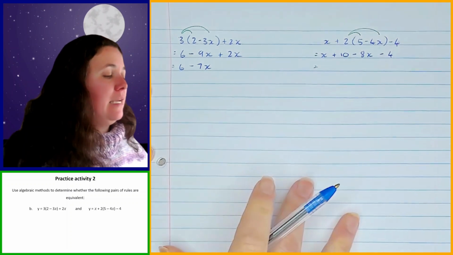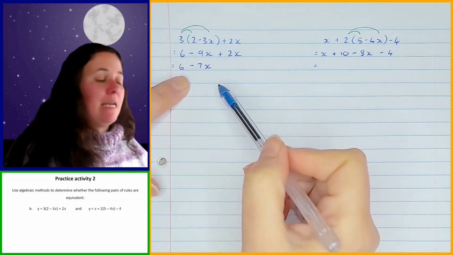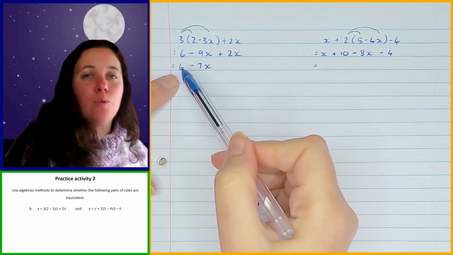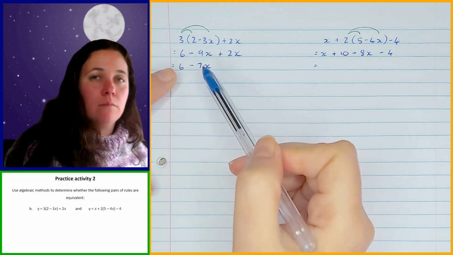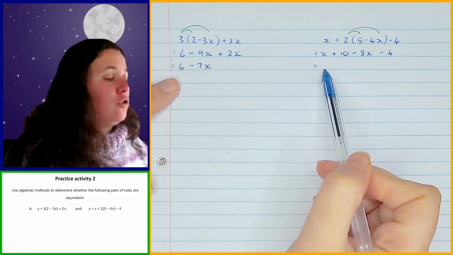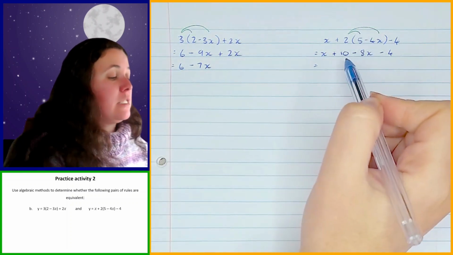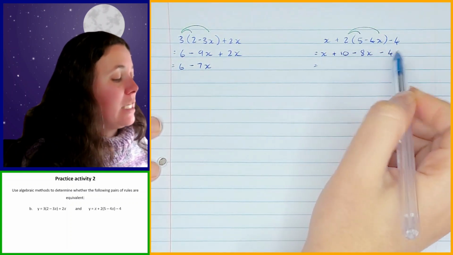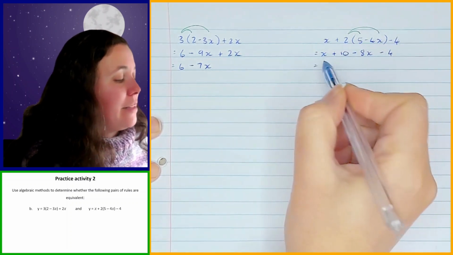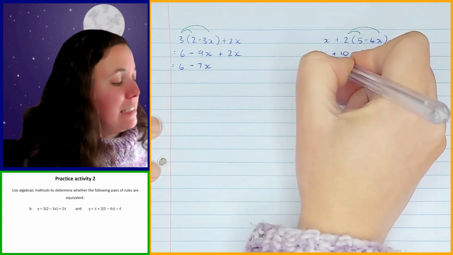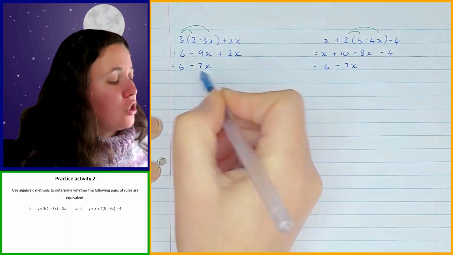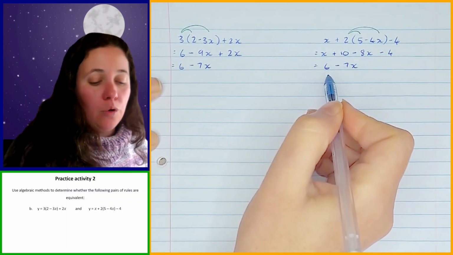Now I want to see if it's going to end up looking the same as this. Because this one I wrote with the constant first and then the term with x in it, I'm going to write these in the same order over here to see if they look the same. So I'm going to do my constants first over here. 10 minus 4 is 6, and then x minus 8x is minus 7x. So these two do end up looking the same.